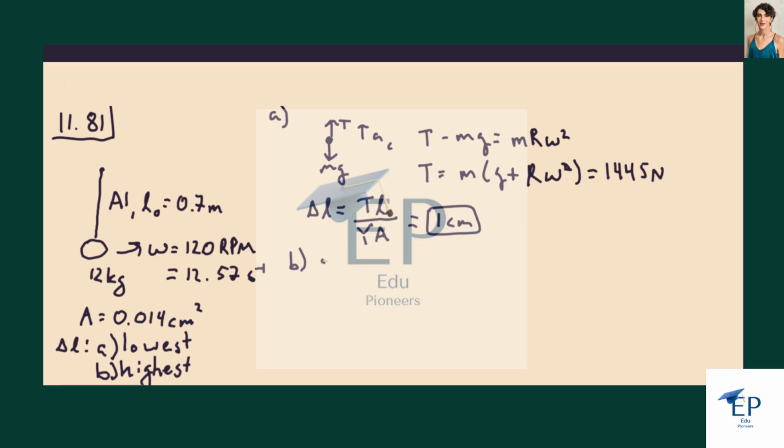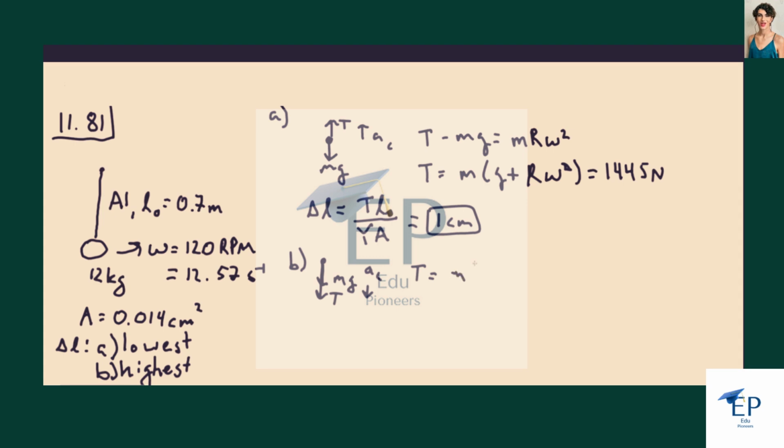Now here, both the weight and the tension are downward. Tension might be smaller than the weight. We don't know yet. What we do know is that the centripetal acceleration must be pointing downward. And so here we'll find that the tension does the same thing as here, just with a plus sign.